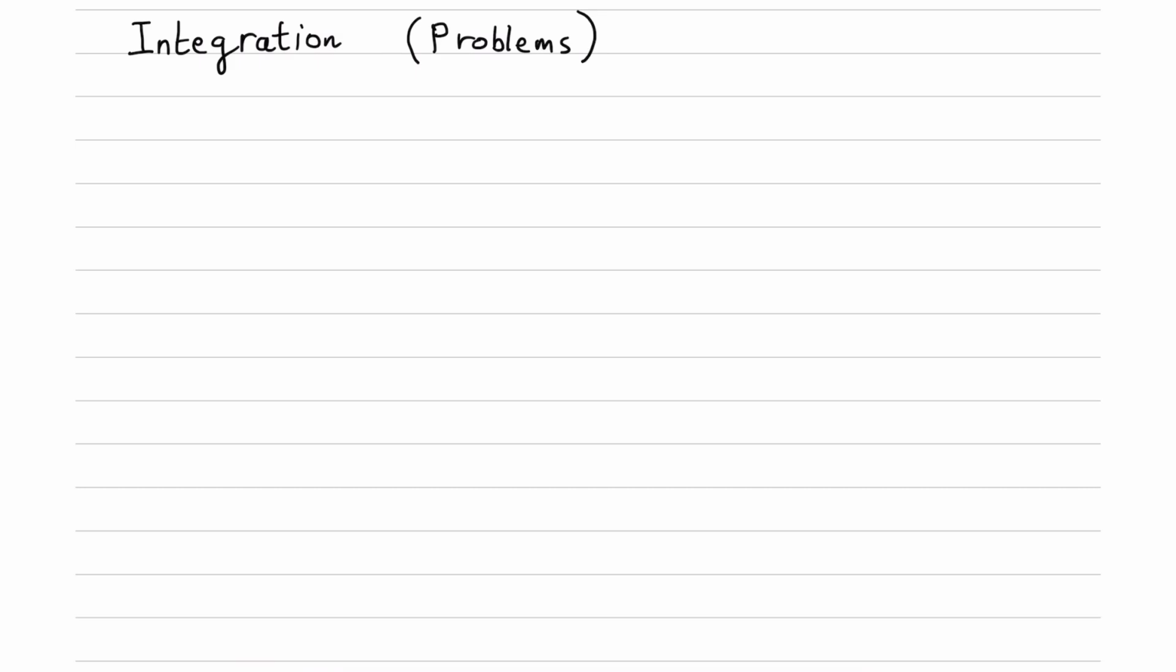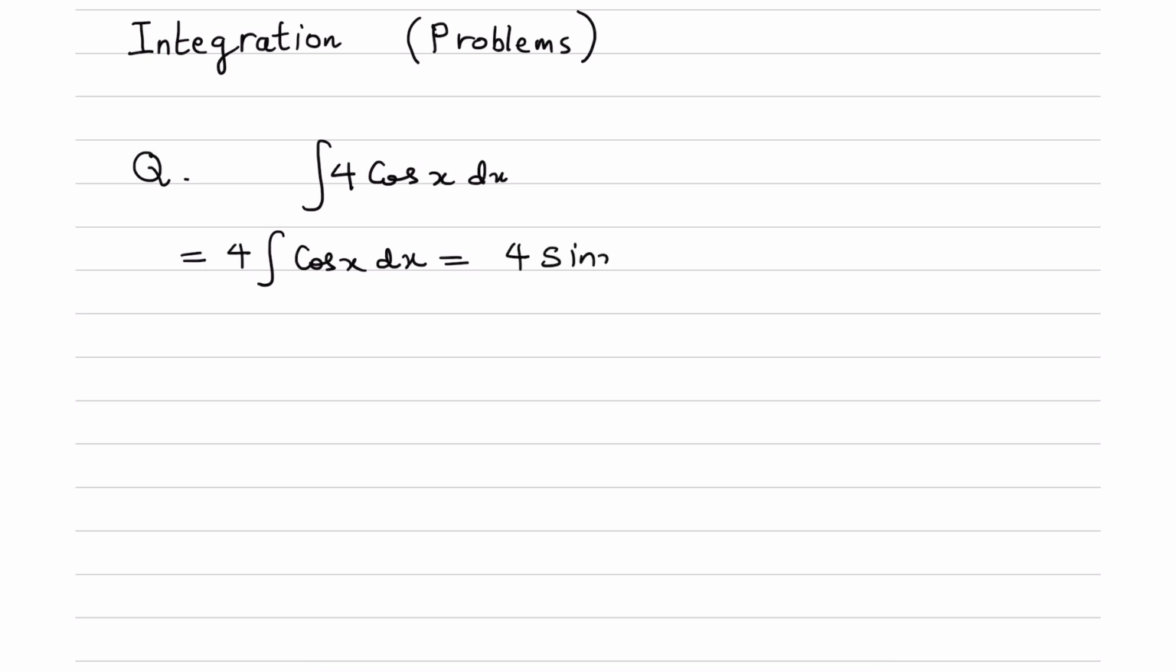In the previous video, we saw some integration formulas, and now we are going to use those formulas to solve some questions. We have to integrate a function 4 cos x dx. Since 4 is the constant, we will take it outside and integrate cos x dx. We have a formula for cos x integration, which is sine x, and we have to put some constant.